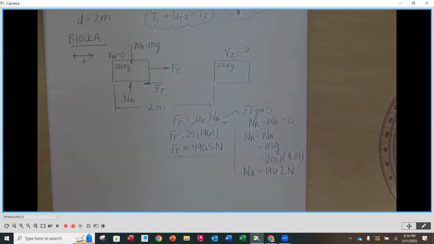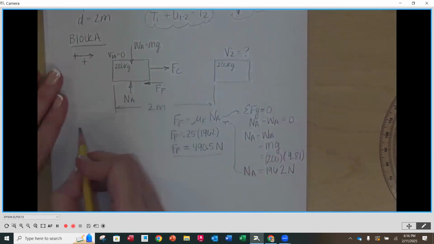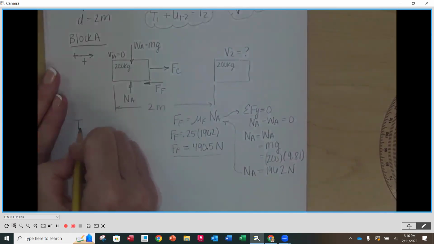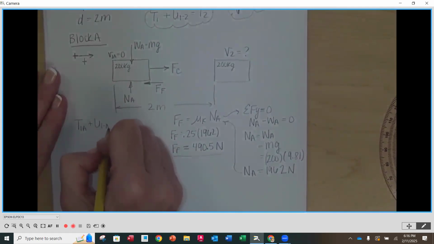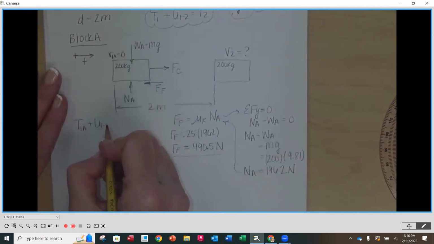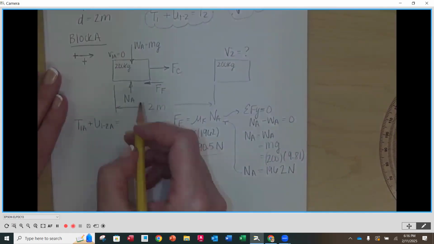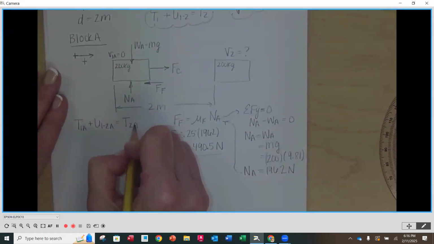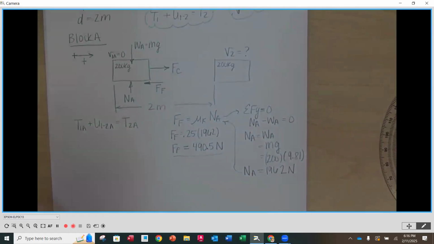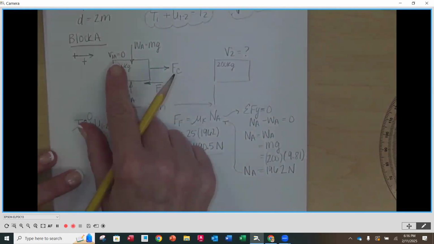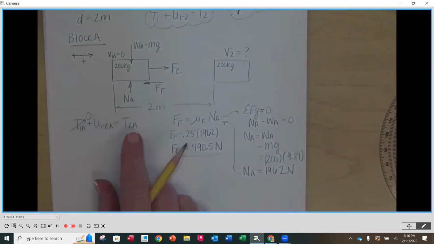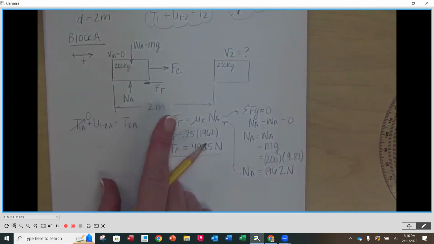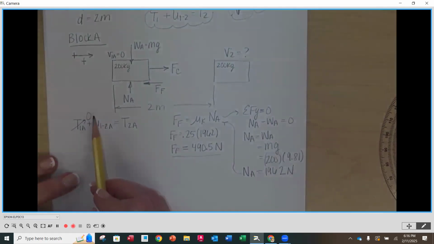Now, as we look at that equation for the block, we're going to say the kinetic energy 1 of our block plus the work 1 to 2 of our block, so that's why I'm putting the A's here, is equal to T2 of block A. Now, this is going to go to 0 because the velocity is 0, so no kinetic energy on the T1A. But we will have kinetic energy because we're going to be trying to solve for that velocity as part of our problem. So we've got our two parts.